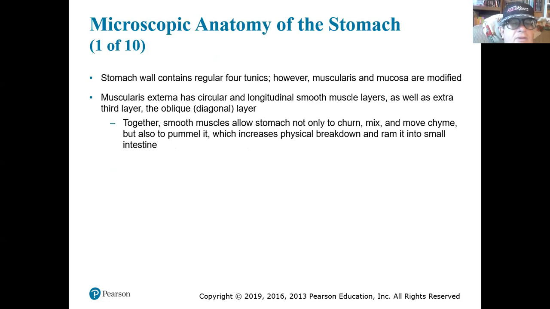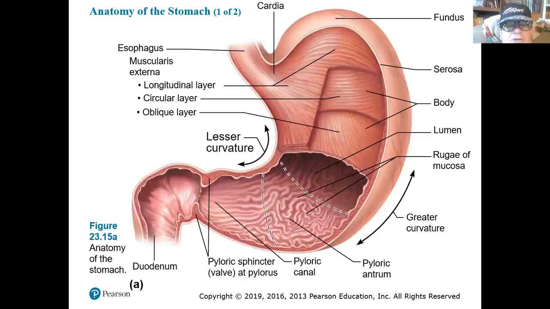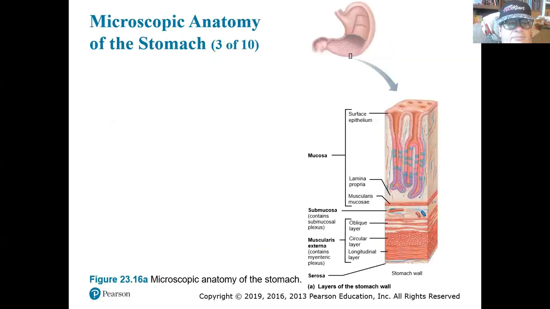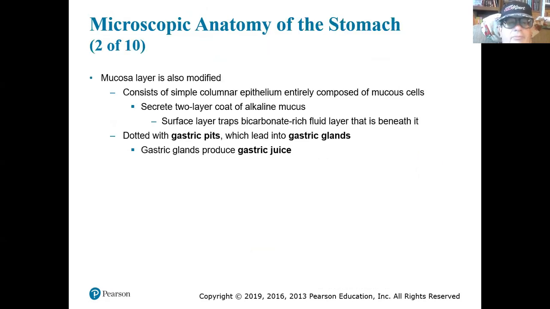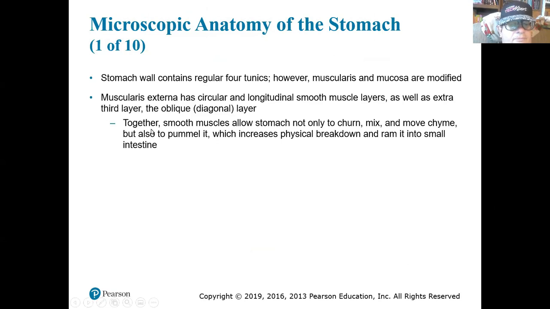All right. So the stomach wall has 4 tunics, but we've modified the muscularis externa. We've modified the mucosa. The muscularis externa, you've already seen the pretty picture. It's got an extra layer right here, an oblique layer that's on the inside. Together, the smooth muscles allow the stomach not only to churn, mix, and move chyme, but also pummel it, which increases the physical breakdown and lets you ram it into the small intestine. Okay, so you break that food down good.